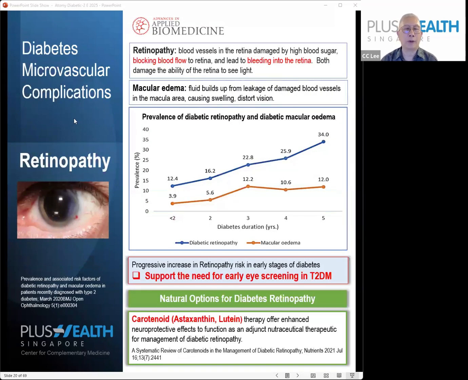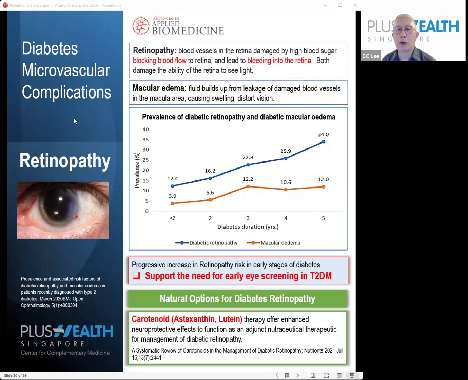Okay, let's start with the first microvascular complication, which is the eye disease, right? So basically, diabetic patients will have two eye disease complications. One is retinopathy, right? This is due to the blood vessels in the retina being damaged by high blood sugar, blocking the blood flow to the retina and leading to bleeding into the retina.